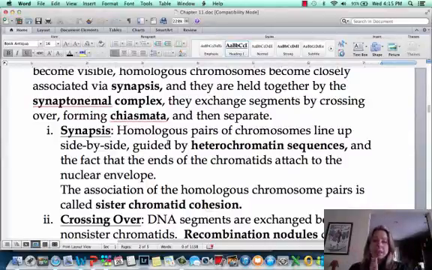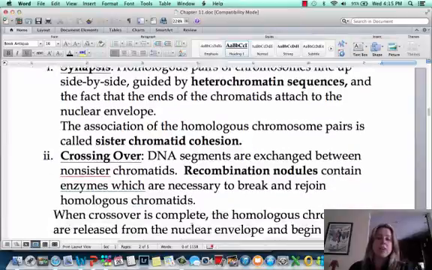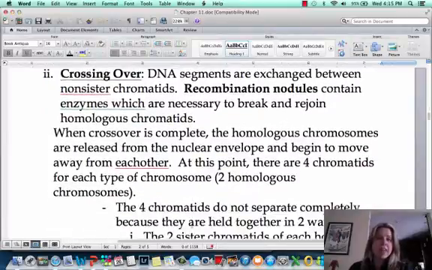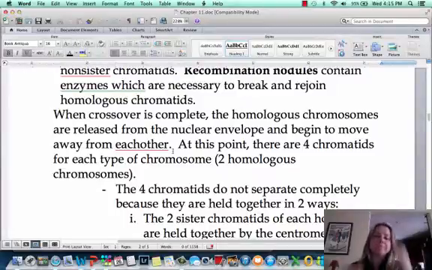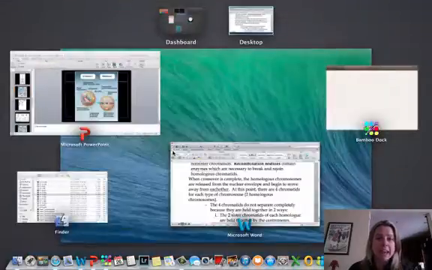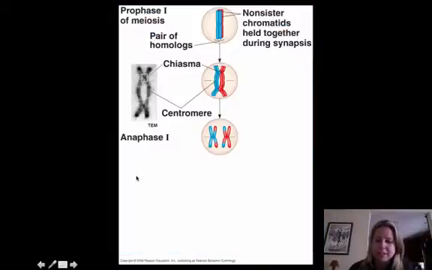Now, what's going to happen is crossing over, and they're going to exchange DNA segments. Then, when crossover is done, I should mention that there are going to be these little cross bridges where this has happened, and that's called the chiasma or chiasmata. And so chiasmata is just going to be plural. Those are going to be little bridges where you can actually see that crossing over has happened. And I think I've got a picture of it here. Yeah. So you can see a chiasma right there where crossing over has happened.